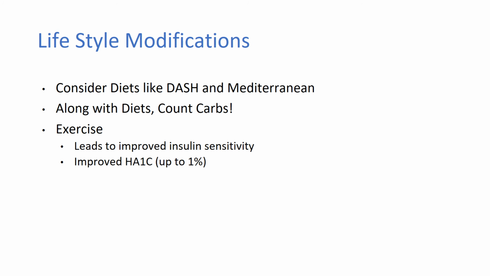And then finally, patients really should consider lifestyle modifications, diets like the DASH diet and the Mediterranean diet, which are covered in other videos. And you also highly want to recommend that your patients count carbs. Exercise, of course, has great long-term effects of improving insulin sensitivity, so combating type 2 diabetes, and can also improve HbA1c levels up to 1%. And if you recall on the diagnostics, 6.5% is considered diabetic, so a change of 1% can bring them easily into a more controlled area.